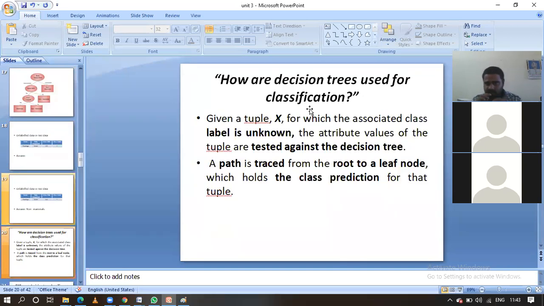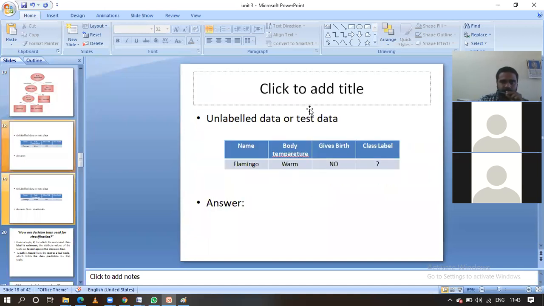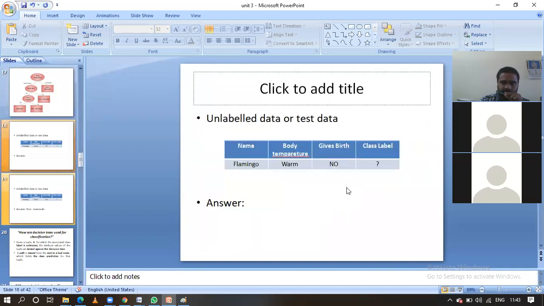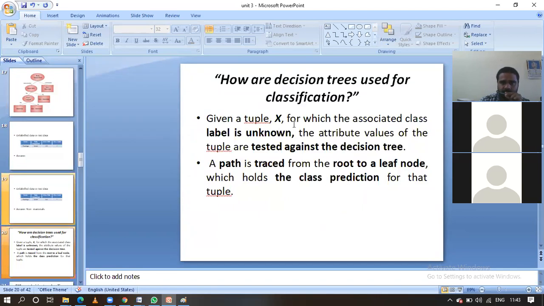The next one is how we are going to use this decision tree for classification. That is the path traced from the root to the leaf node. It is the same process we have followed: starting from the root node, we trace the path, and then we find the output, that is non-mammal. In this way we classify, or predict, the unknown class labels. Understand?